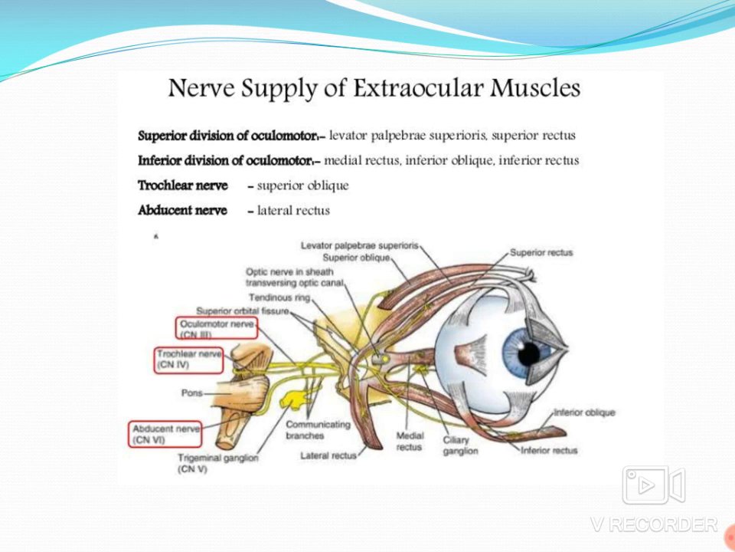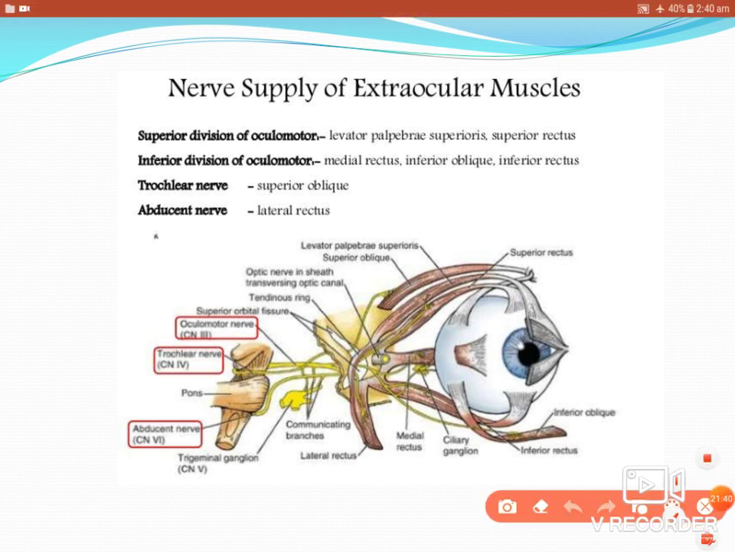So that's about the extraocular muscles, their attachments, their nerve supply, everything. There are 10 extraocular muscles. Of these, 7 are voluntary, which include the superior rectus, inferior rectus, medial rectus, lateral rectus, superior and inferior oblique, and levator palpebrae superioris. Okay. Then the involuntary muscles, these are the smooth muscles, those are the superior tarsal, inferior tarsal, and the orbitalis. Okay.